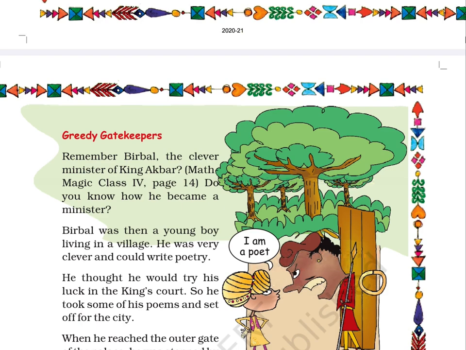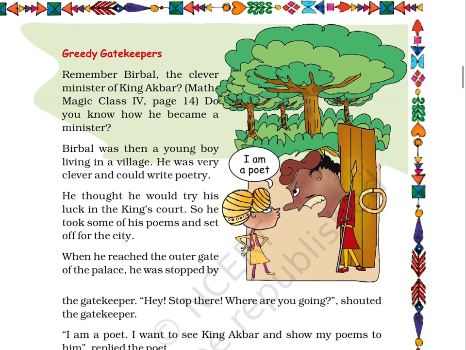Part 2. Page 55. Greedy Gatekeepers. Remember Birbal, the clever minister of King Akbar? MATHMAGIC Class 4, page 14. Do you know how he became a minister? Birbal was then a young boy living in a village. He was very clever and could write poetry.